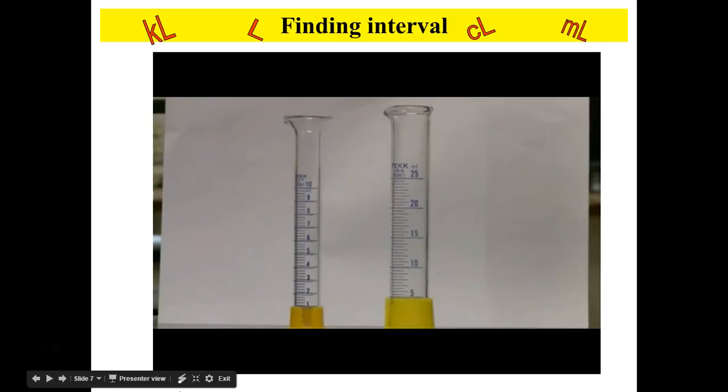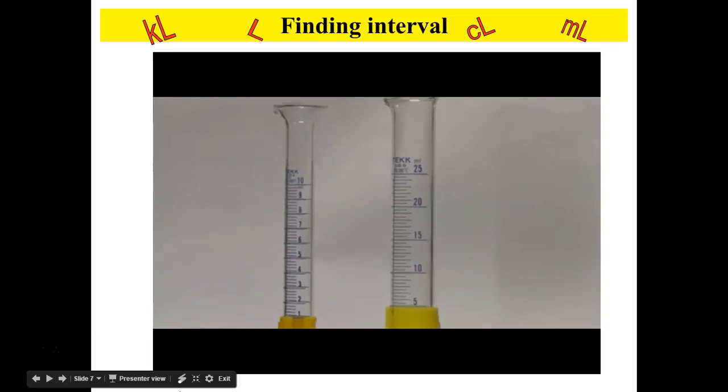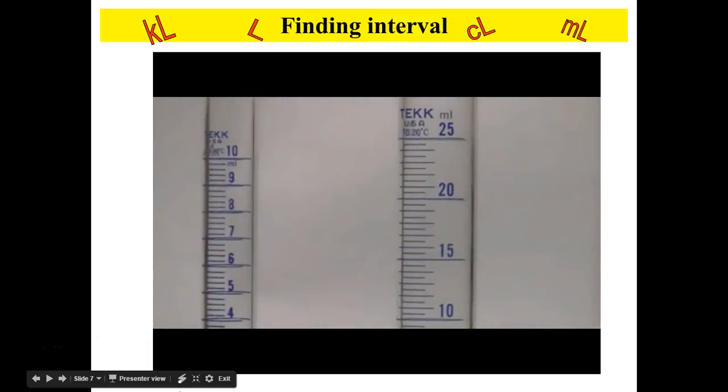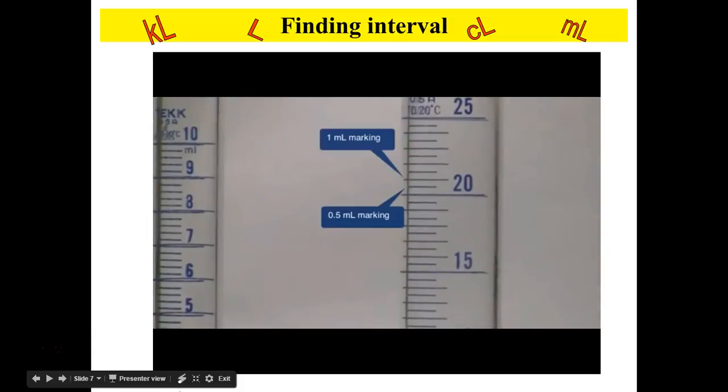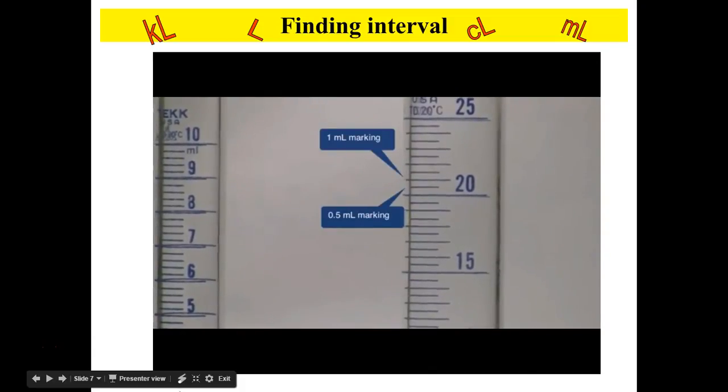Each one is different, so it's always important to pay attention to what type of graduated cylinder you have. So the hashes for each one can be different. If we look at the large one on the right, the larger hashes are 1 milliliter markings and the 0.5 milliliter markings are smaller hashes. So that's for a larger graduated cylinder.